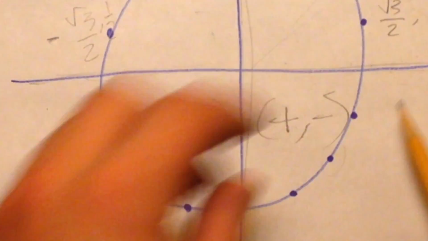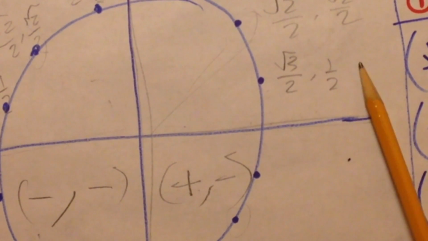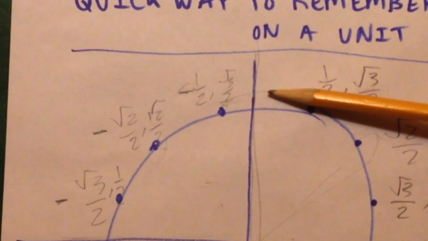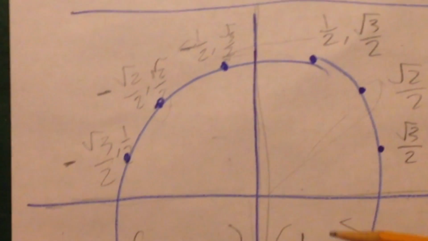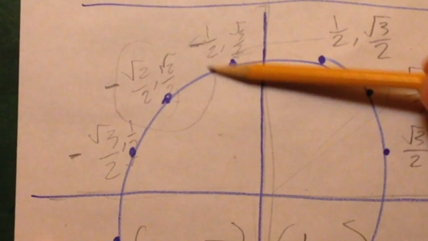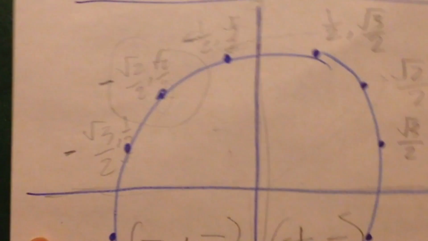Always remember the ones near the x-axis are the square root of 3 over 2 comma a half. The ones near the y-axis are a half comma square root of 3 over 2. And you should always remember the ones in between these two, in the middle, in any quadrant, are square root of 2 over 2 comma square root of 2 over 2.